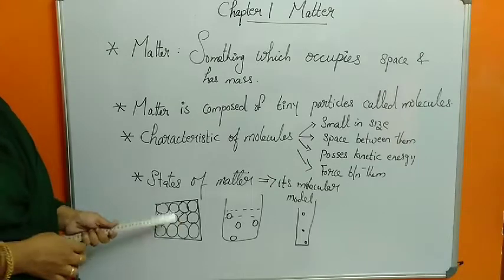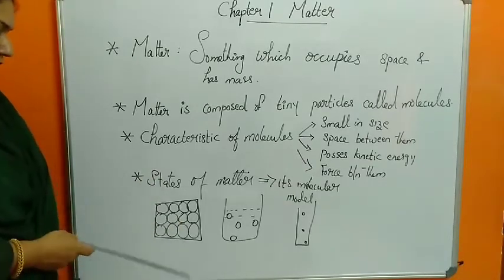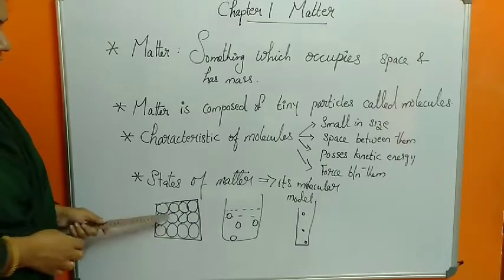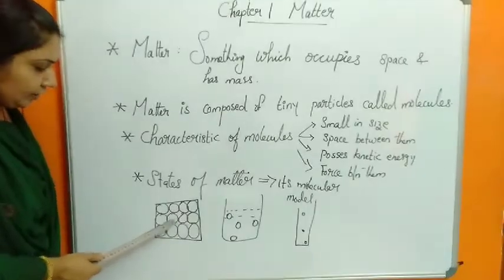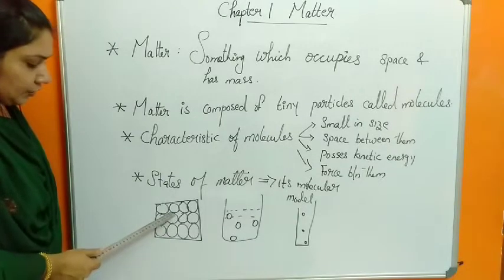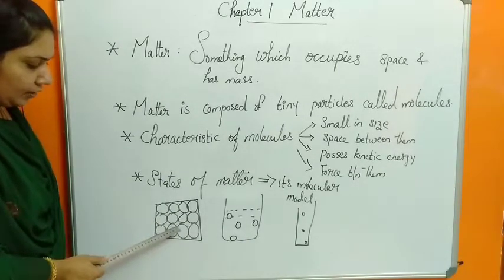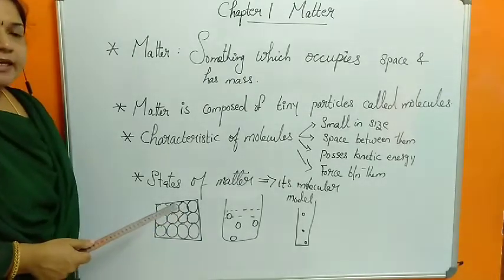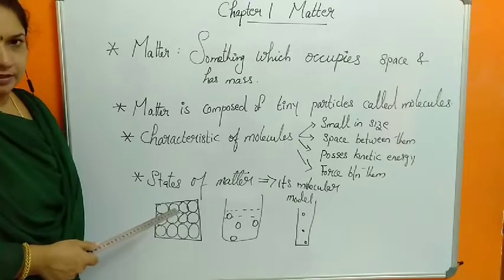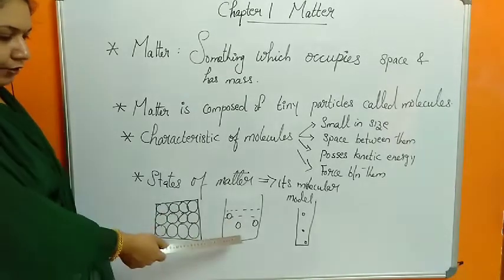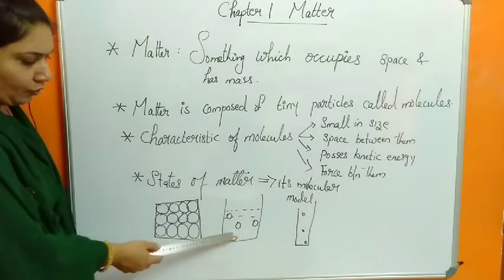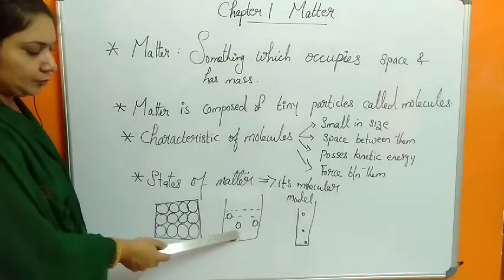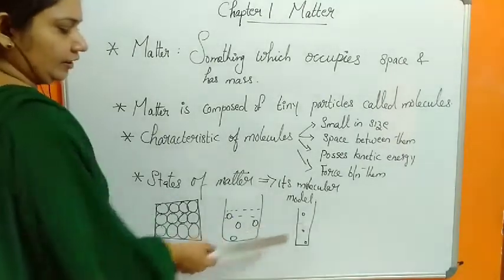Here you can see, suppose this is an ice cube. You can see a lot of molecules inside the ice cube, but there is less space. You can see the space between these 4 molecules. So you can see less space in between the molecules. The space between the molecules is known as intermolecular spacing. In the case of liquid, you can see there is a lot of space between the molecules, so here the intermolecular spacing is more. And the third one is gases.